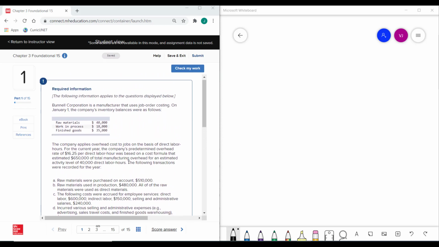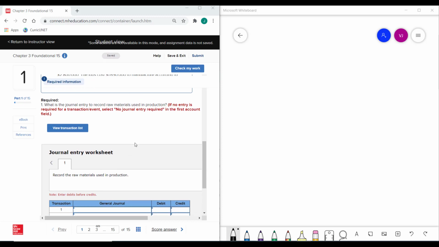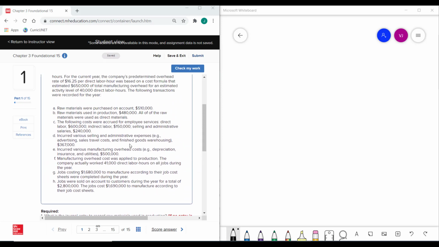Okay, so that's a lot of information. Now, we're going to go one at a time and see what the questions are asking us. So for number 1, it asks us, what is the journal entry to record raw materials used in production? So if we take a look, on B, it tells us we used raw materials in production in the amount of $480,000. It says all of the raw materials were used as direct materials.